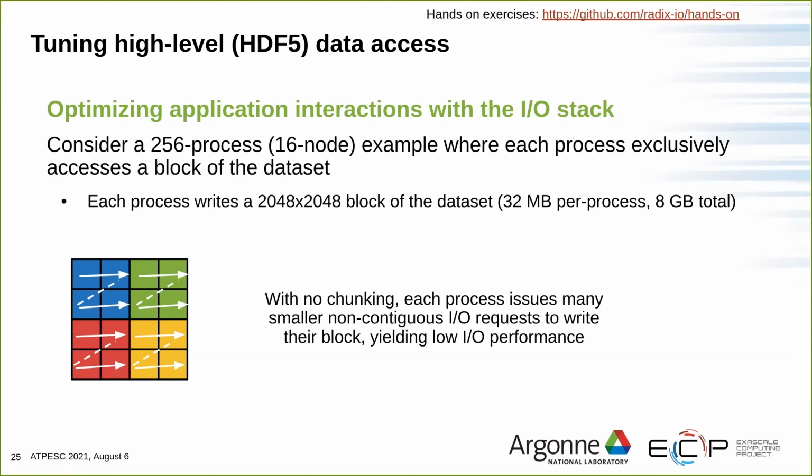Like what I was getting at, with no chunking, each process has to issue many smaller non-contiguous I/O requests, and that gives you lower performance. In this figure, the solid arrows represent contiguous reads or writes, and the dashed lines represent seeks that move the file pointer to the next appropriate spot. So you can see read a small chunk, then seek, read a small chunk, then seek, and you can see how that can lead to a little bit more inefficiency.